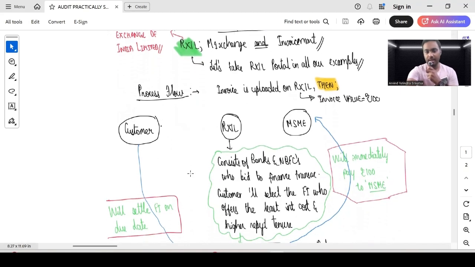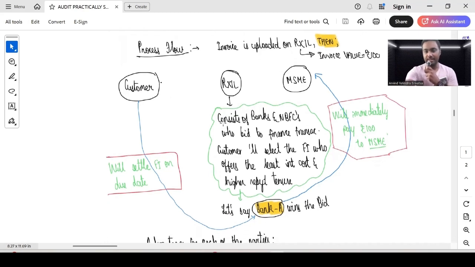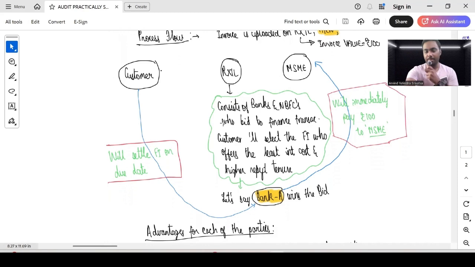Either the customer or the supplier could upload the invoice. As I said earlier, RxSale would consist of banks and NBFCs who would bid to finance the transaction. The customer will select the financial institution that offers the least interest cost and the highest repayment tenure. Let's say Bank A wins the bid. Bank A would immediately settle rupees 100 to the MSME vendor. The customer would then settle Bank A on the due date. But in relation to RxSale, what we saw in one of our clients was that the interest had to be paid on day 0 itself, while the principal had to be settled after 180 days. That was the scenario in our example, guys.